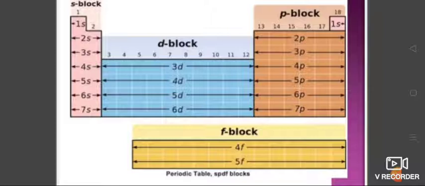Next one is D block elements. So D block elements are actually transition elements. Group 3 to group 12 are known as D block elements. The general electronic configuration of D block elements is (n-1)d1 to 10 ns0 to 2. That is the general configuration of D block elements. The D block elements are also known as transition elements because they have incompletely filled d orbitals in their ground state or in any of the oxidation states.